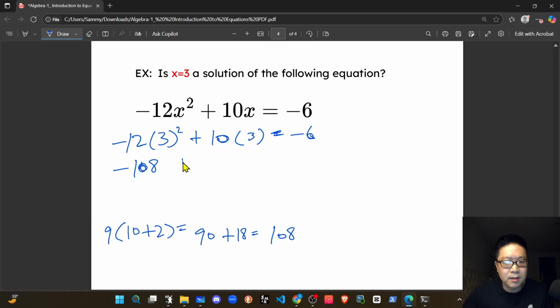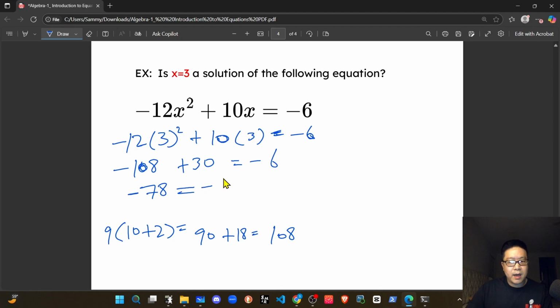Okay. And then 10 times 3 is 30. And on the right side, we get negative 6. So negative 108 and 30 combine to negative 78. And negative 78 does not equal negative 6. So therefore, x equals 3 is not a solution of this equation.